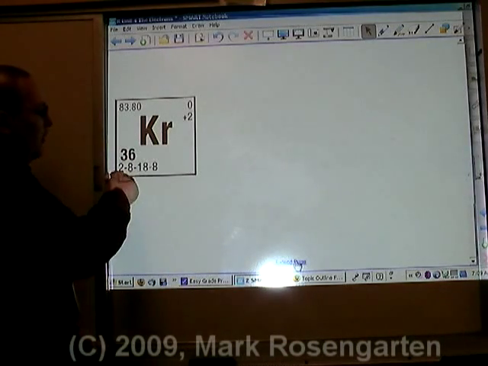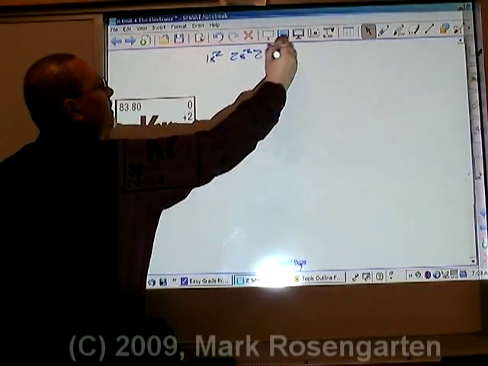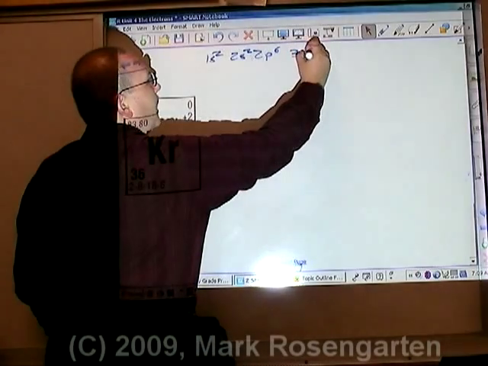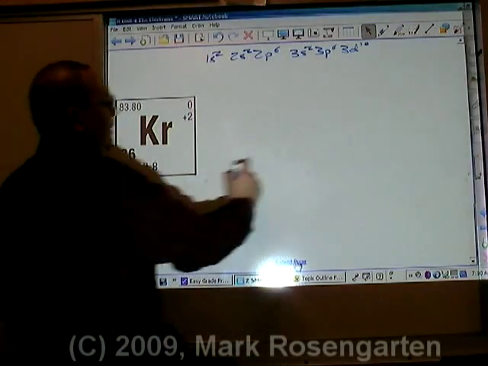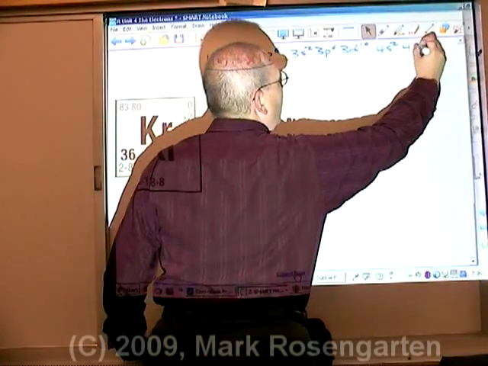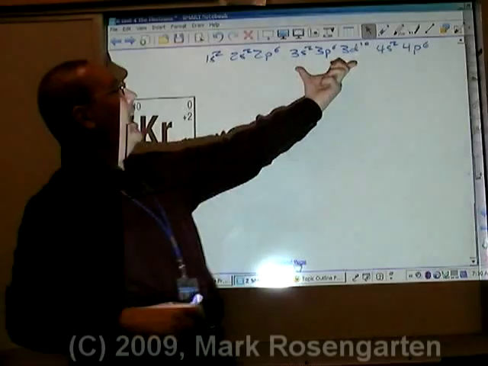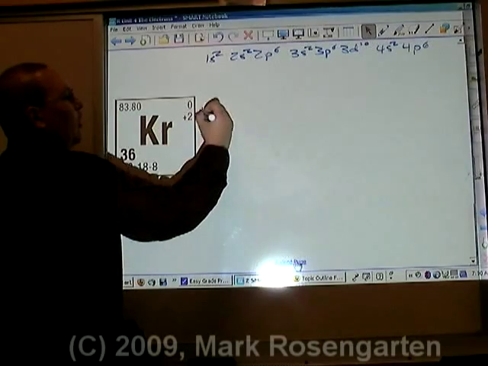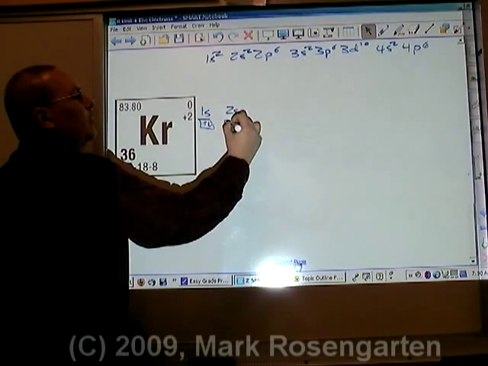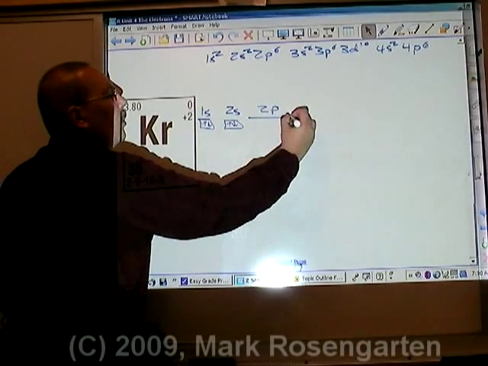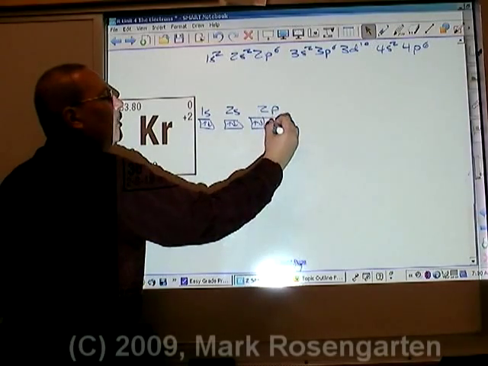Let's do Krypton. We have 2, that's 1s2, 8, 2s2, 2p6, 18, 3s2, 3p6, 3d10, 8, 4s2, 4p6. And that accounts for all the electrons. 2, 8, 18, 8. S is always made of 1 box. P is always 3 boxes. 6 electrons. 1, 2, 3, 4, 5, 6.